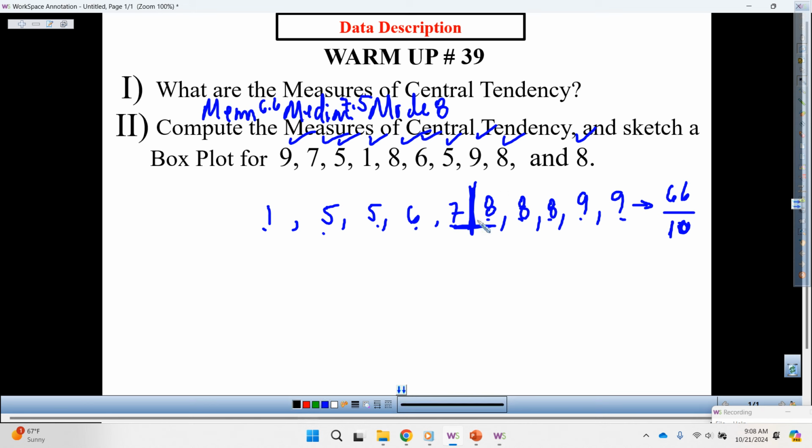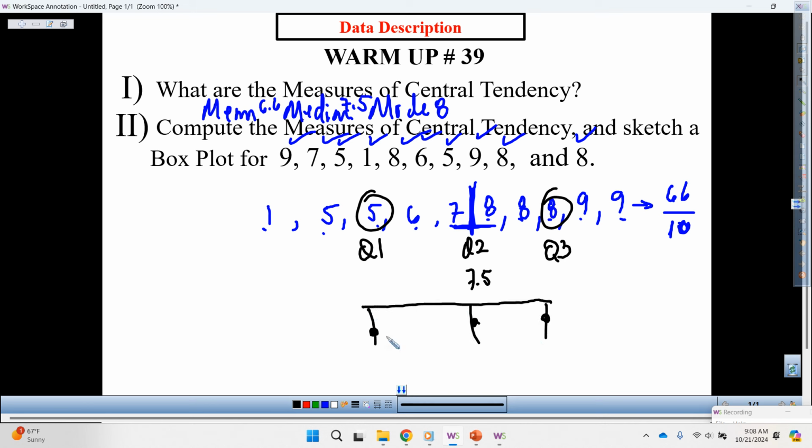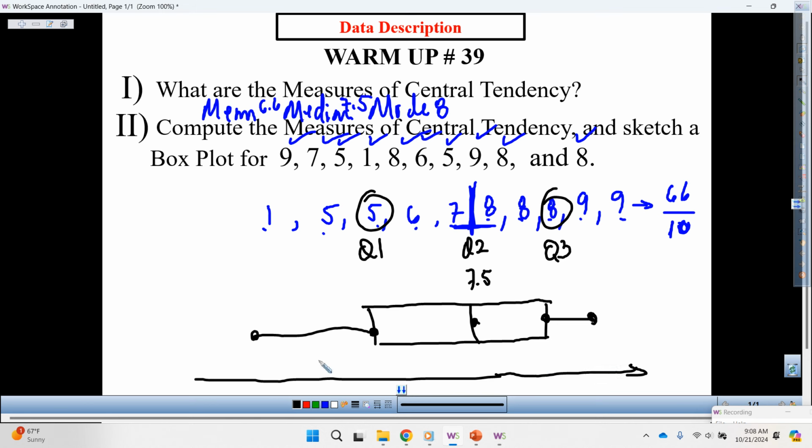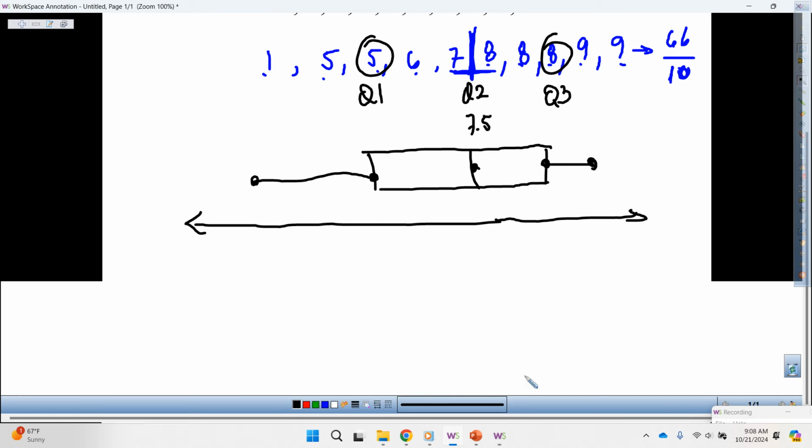By now we're experts at that. So we need Q2, which was 7.5. We need Q1, which is the median for the lower data, and the median for the upper data, Q3. Therefore, we got 5, 7.5, 8. Max 9, minimum 1, and of course your number line at the bottom, and so on and so forth. And if you got something like that, all right.